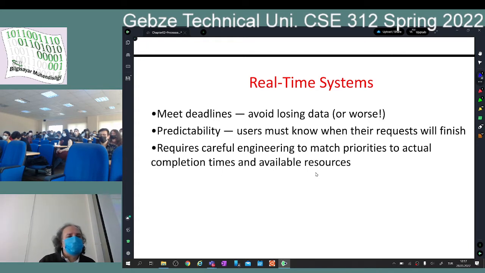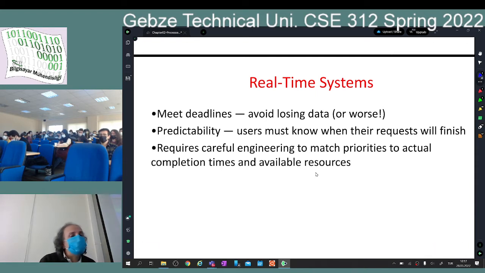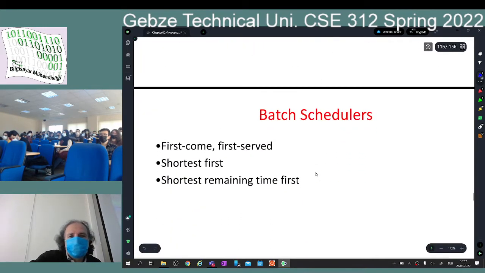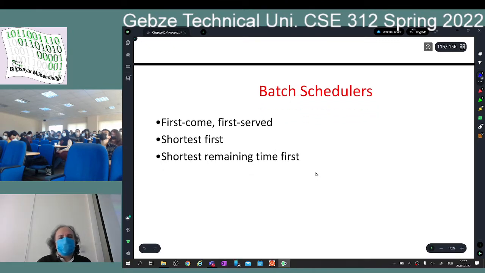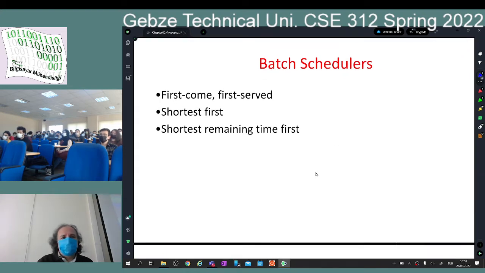The reason is their main purpose is meeting the deadlines, not the CPU utilization, not the interactivity, but meeting the deadlines and predictability. Okay, so let's go back to batch schedulers and let's talk about these batch schedulers. We will talk about 3 scheduling algorithms. As always, we will start from the simplest one, first come, first served.